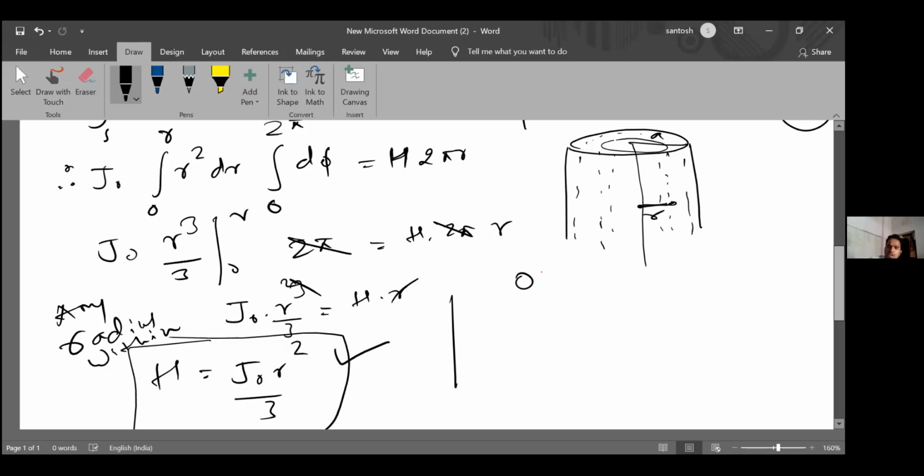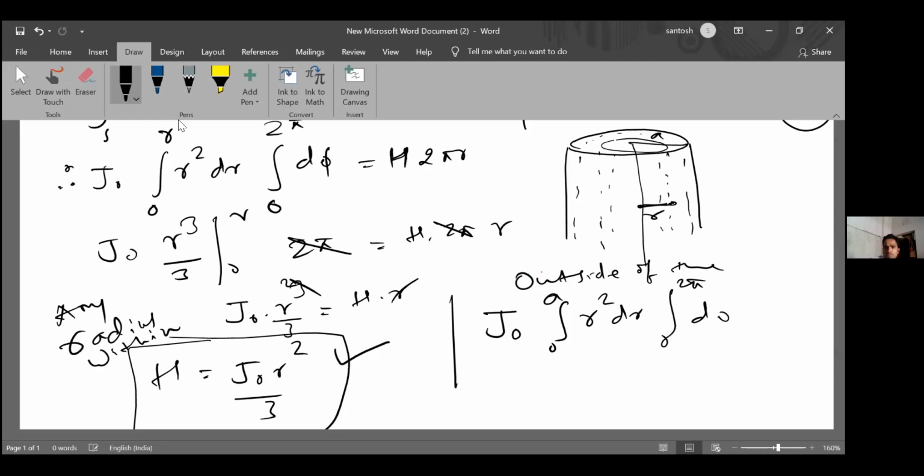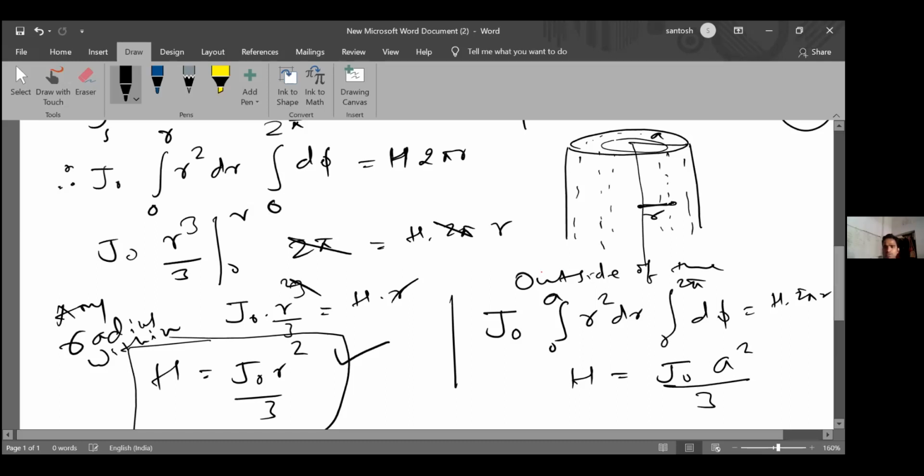Now if I want outside of the conductor, what changes will I have to do? Simply, instead of small r, I will put a. I will put 0 to a, r square dr, 0 to 2 pi d phi, equal to h into 2 pi r. So everything will remain the same. Only thing is a square will come. So h will be j naught a square by 3, where a is the radius of the cylinder.